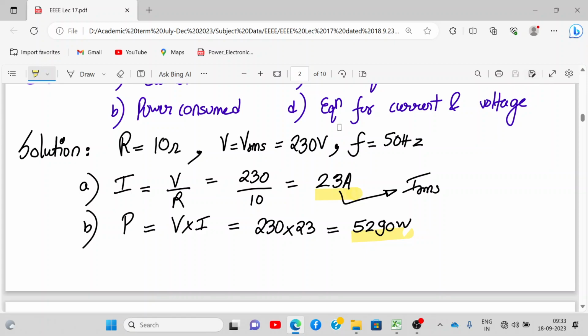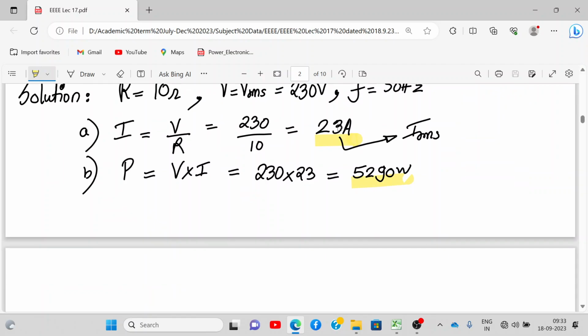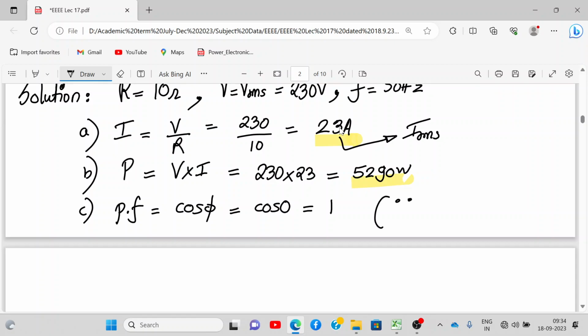Next is power factor. Very difficult. What is the power factor of a resistive network? 1. But you still need to write. Power factor is written as pf, given by cos phi, and we know phi is 0. So cos 0 is 1. The reason you will write is, since phi is 0 in a resistive circuit.